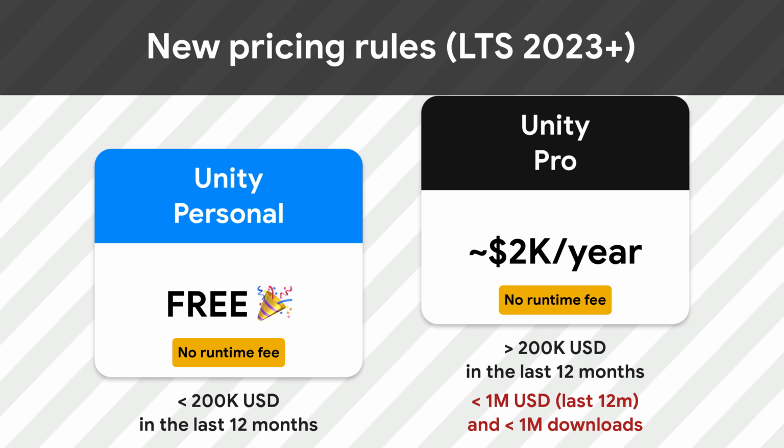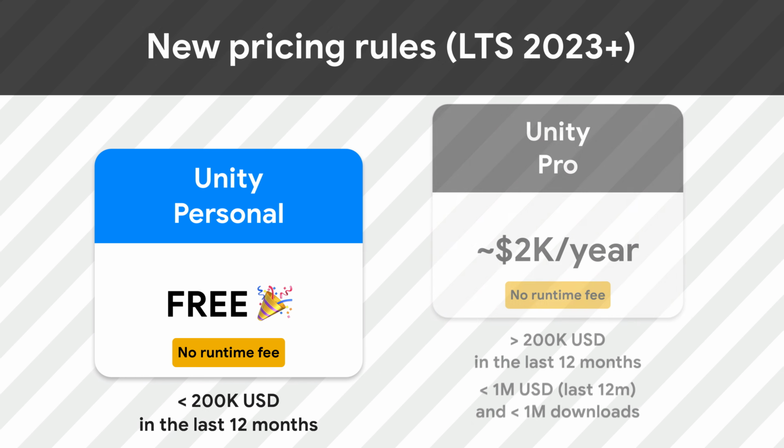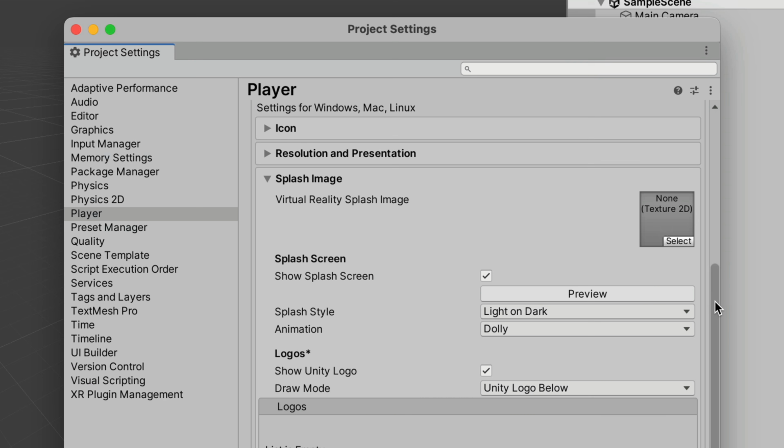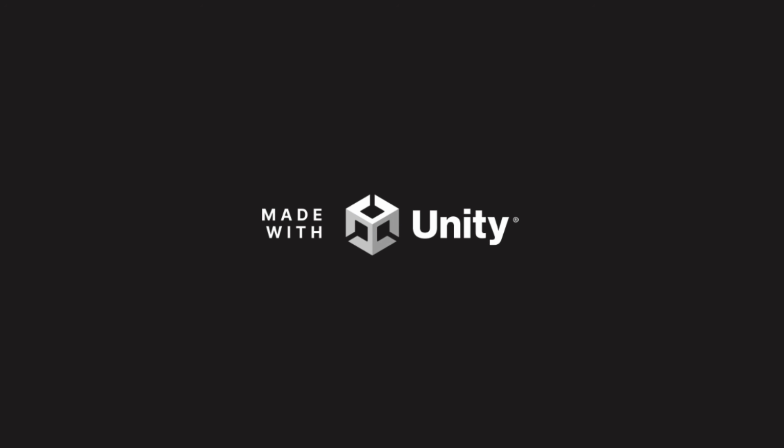Before we go further, very important news. Free tier will now have a splash screen limitation lifted. That means that when you choose the new pricing, you can disable the Unity logo at the start of your game.